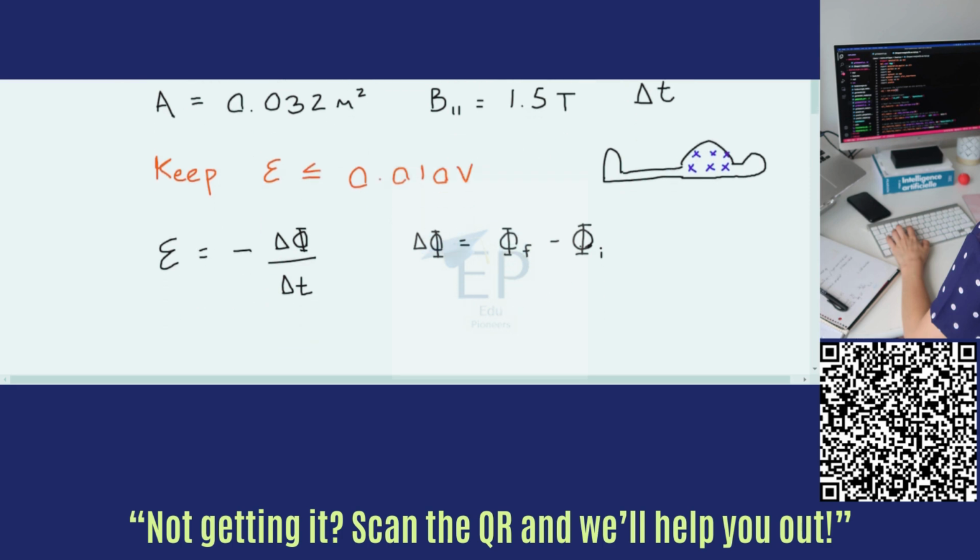Where the magnetic flux is usually written for a uniform constant magnetic field as B times A times the cosine of the angle between the magnetic field and the surface normal. But in our case, that angle is 0, and the cosine of 0 is 1. So we just have B times A.